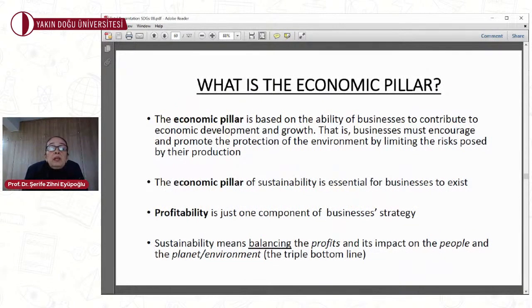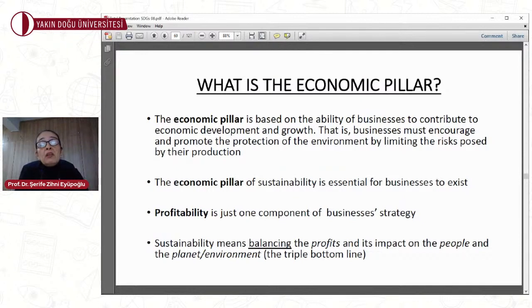Okay, what is the economic pillar? The economic pillar is based on the ability of businesses to contribute to economic development and growth. In doing so, businesses must encourage and promote the protection of the environment by limiting the risks posed by their production. We all know that the natural resources that businesses use come from the environment. Therefore, businesses need to protect the environment if they are to continue using these resources, if they are to continue being able to access these resources, which will enable them to be sustainable.